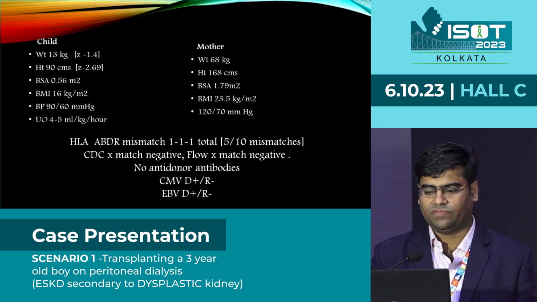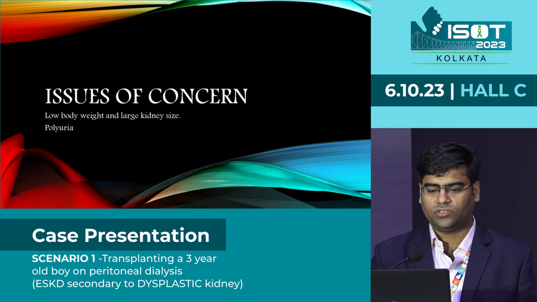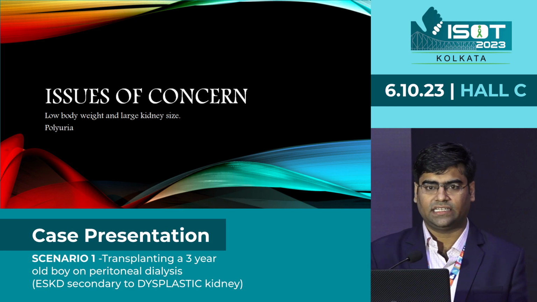HLA typing showed 5 by 10 mismatch, with CDC crossmatch and flow crossmatch being negative. No anti-donor antibodies were there. CMV and EBV were D plus and R minus. The issues of concern were low body weight, large kidney size, and polyuria.